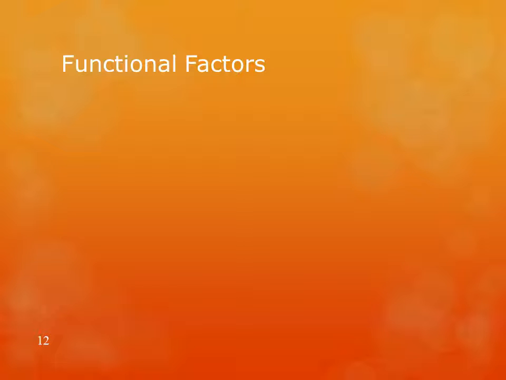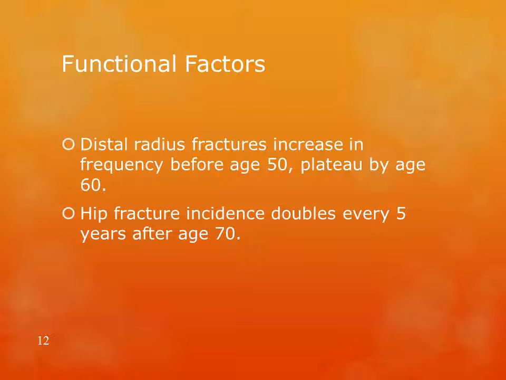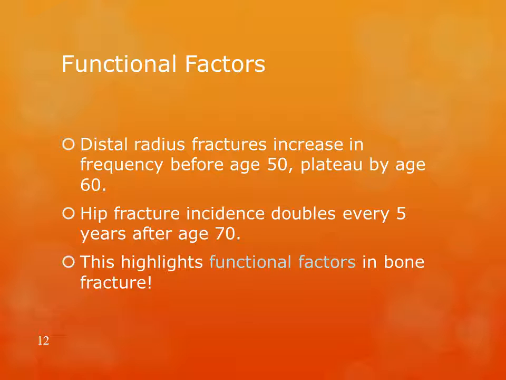So when we're talking about fractures, the density of your bone is really important, but there are functional factors that are equally as important, if not arguably more important. The fact that distal radius fractures increase in frequency approaching age 50 but plateau by age 60, while hip fracture incidence doubles every 5 years after age 70, tells you something really important. When you're younger and you have a fall, you get your hand out there in time to break the fall. When you're older, the reflexes are slowed and you're even more susceptible to falling right on your hip.